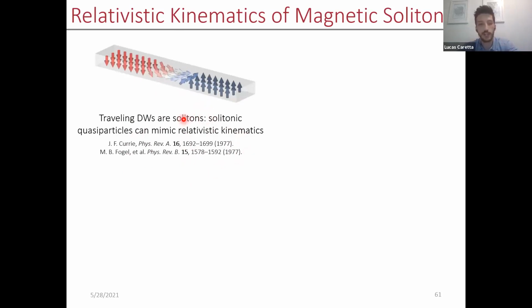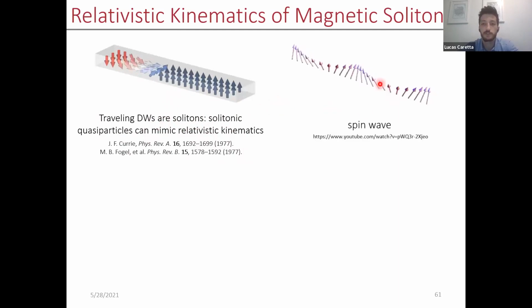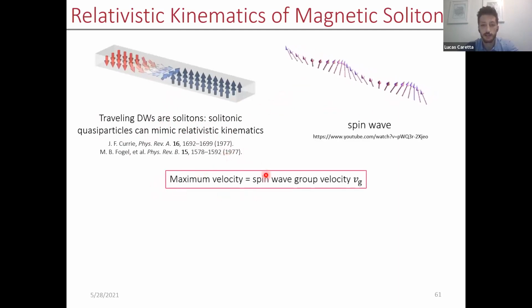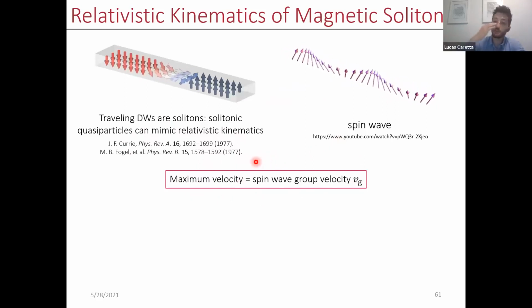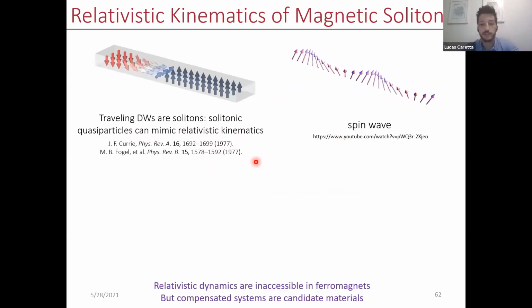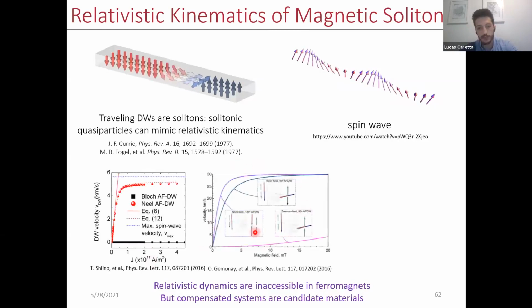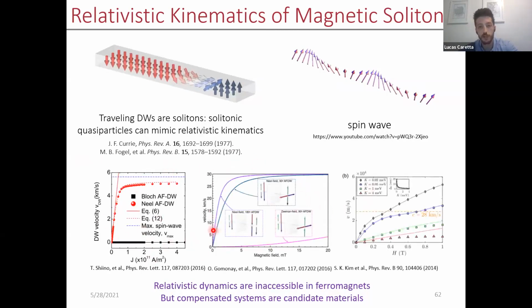Another way to conceptualize this is that traveling domain walls are actually solitons, or solitary waves, which are superpositions of spin waves. And so the max velocity that a domain wall can travel is really the spin wave group velocity. And with the resurgence of compensated systems in this field, like antiferromagnets, there have been a lot of recent studies, done numerically and analytically, that show that antiferromagnets and other compensated systems can host these ultra-fast velocities, which are usually inaccessible in ferromagnetic materials.